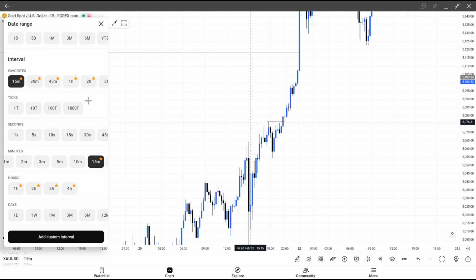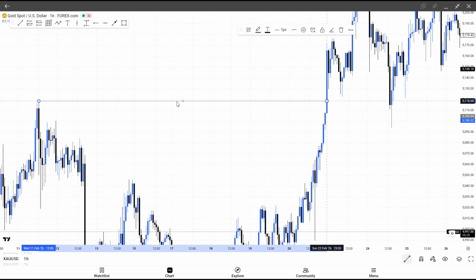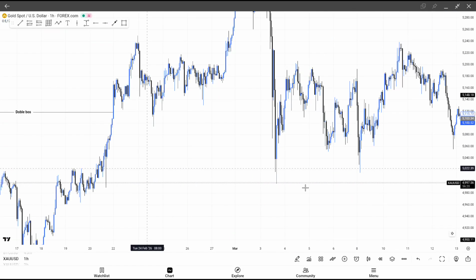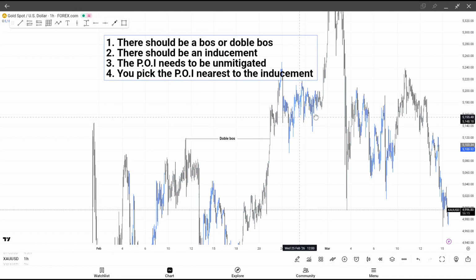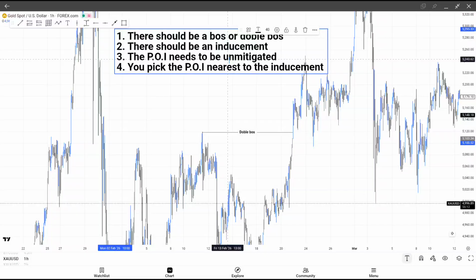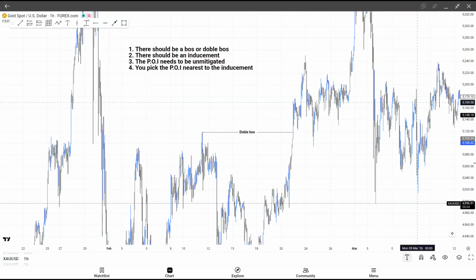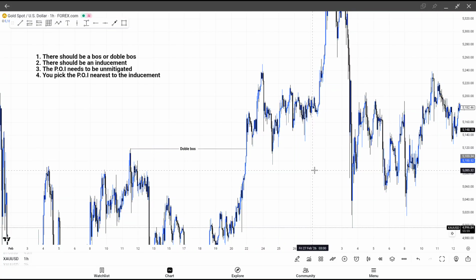So let's go again to the 1 hour. We have a double break of structure. That's the first rule. The first rule says there should be a break of structure or a double break of structure. Let me bring the lows around here. This is very big. Let me put it at 22, maybe 24. Okay. You say there should be a break of structure or double break of structure, and we have our double break of structure.